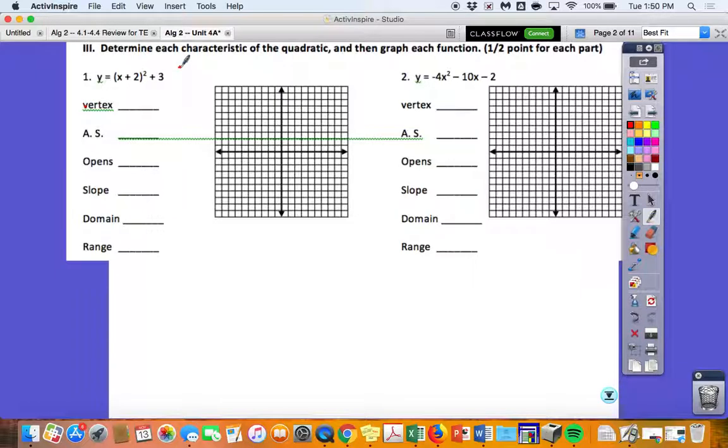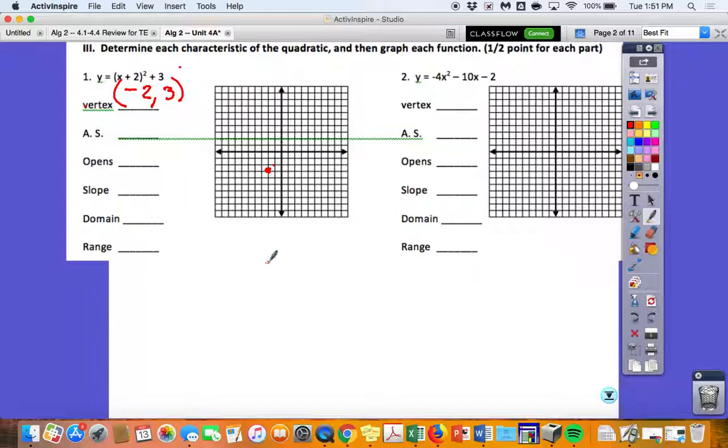Thankfully, the first one is already in vertex form. So you just got to remember to change the sign of the one inside and keep the sign of the one outside. So we know that the vertex is at negative 2, 3. We'll go ahead and graph that point. So negative 2 and down here at 3. This thing does not work right where I put my finger, so it's kind of hard. Sorry.